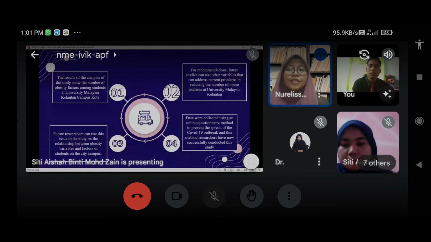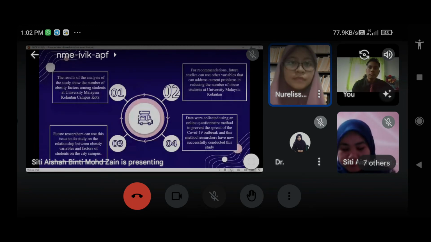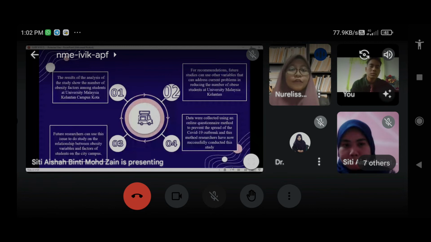Next is discussion and recommendations. The result of the analysis of the study shows the number of obesity factors among students at UMK campus.